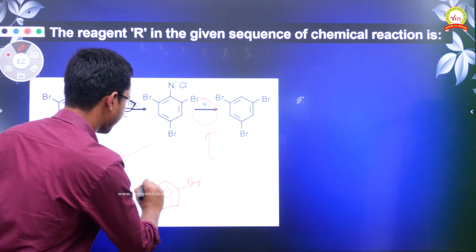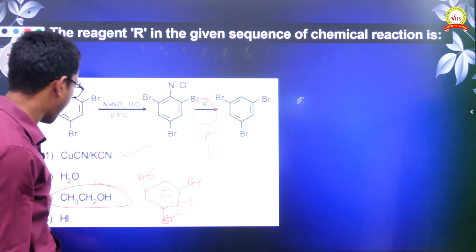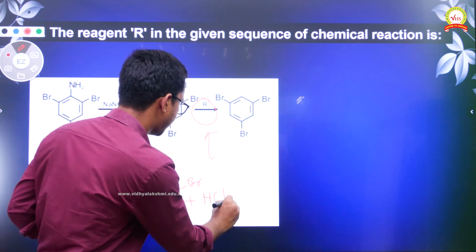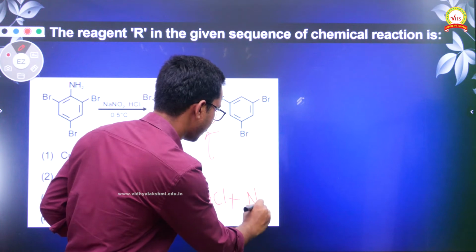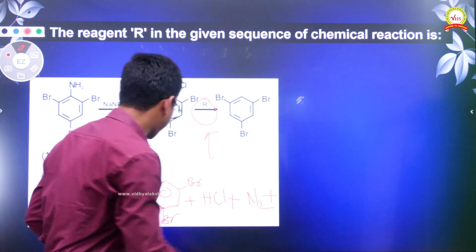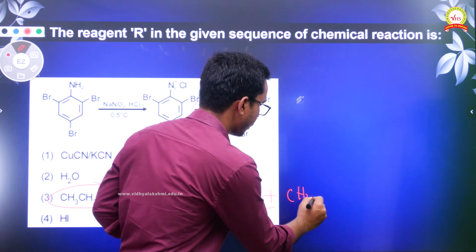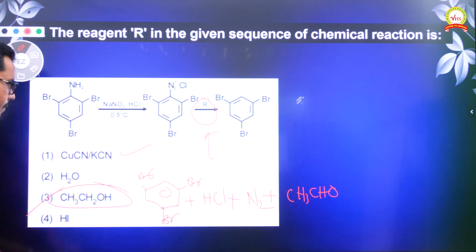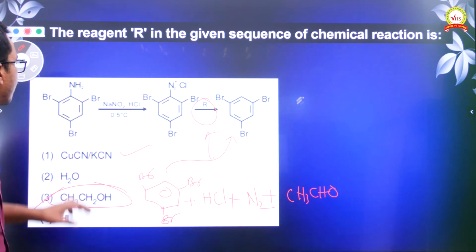That is bromine, bromine and bromine. Along with this, HCl will be formed, and we will have nitrogen gas. And the ethanol turns into the respective acetaldehyde, that is CH3CHO. That is why option 3 is the right answer, which can form the product over there.